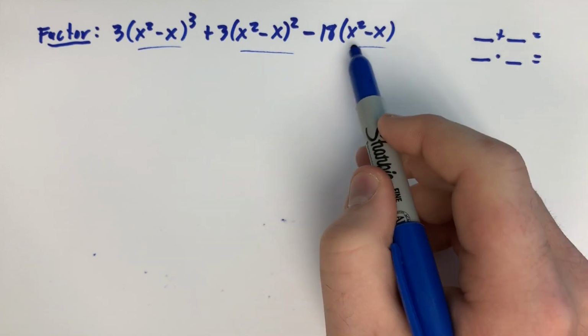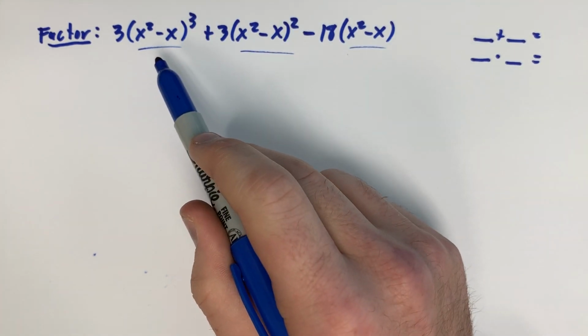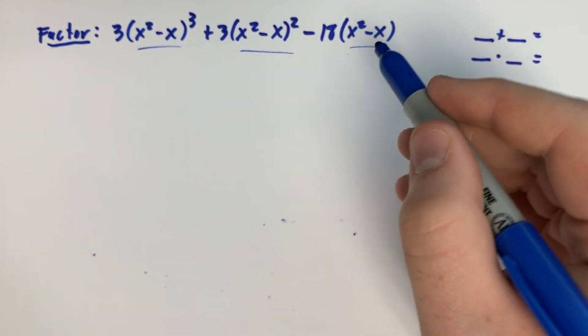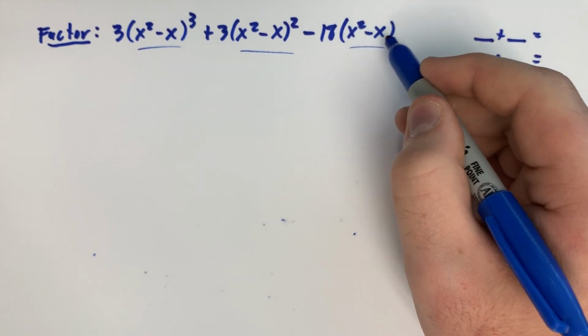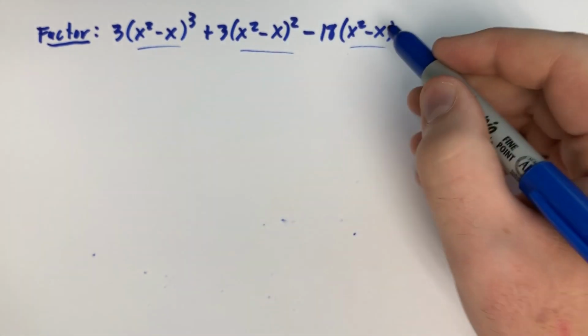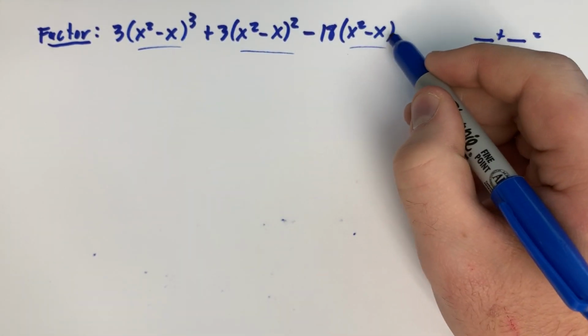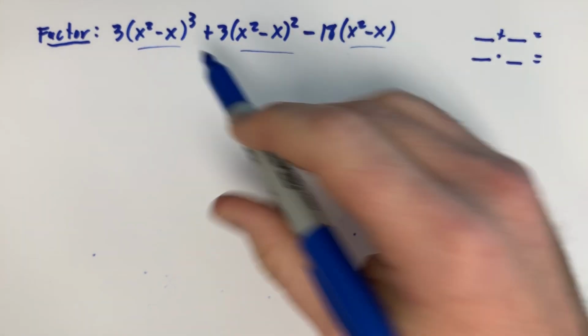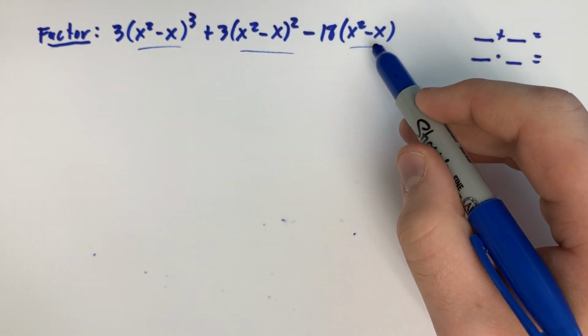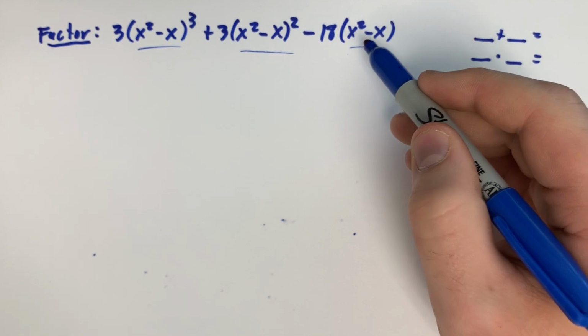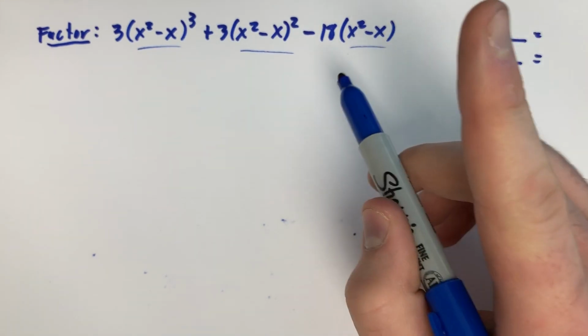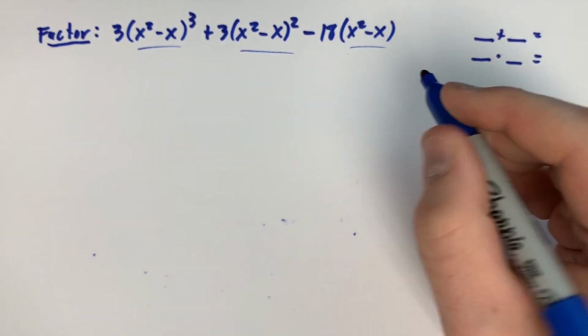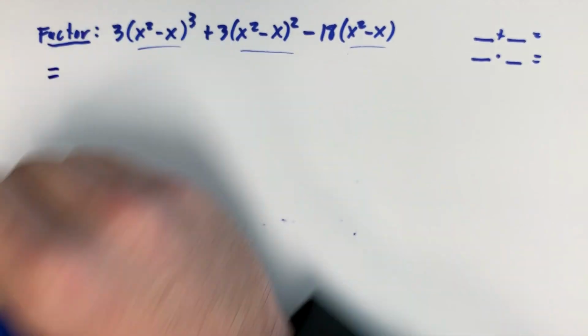an x squared minus x in all three terms. In fact, we only have one power of x squared minus x in common across all of them, because this is the lowest power of x squared minus x, here in the last term. Here we have 3, here we have 2, here we have 1. So the most I can factor out of this is x squared minus x, just one of them. All right, so why don't we start by doing that?